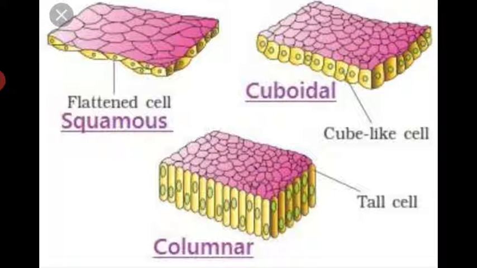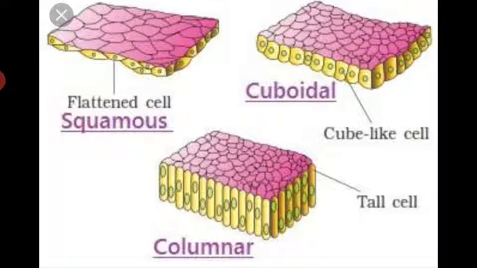Function number one: it supports and protects the internal organs. The first function of epithelial tissue is that it supports and protects the internal organs. That is why the inner lining of the organ is made up of epithelial tissue, and its work is to protect the internal organ.